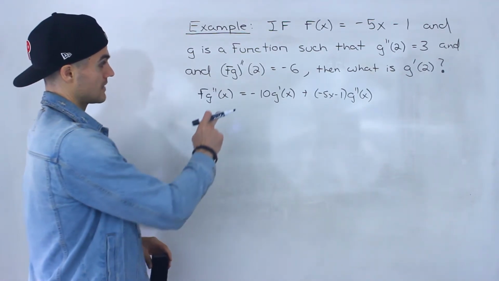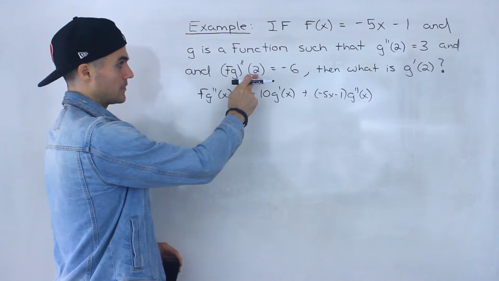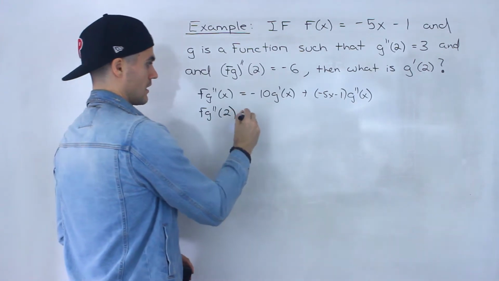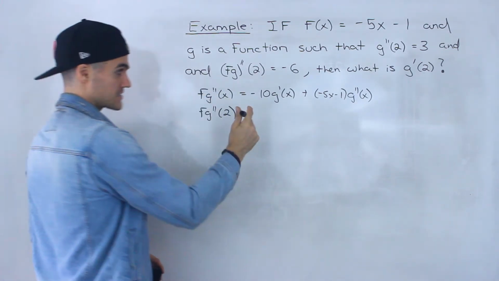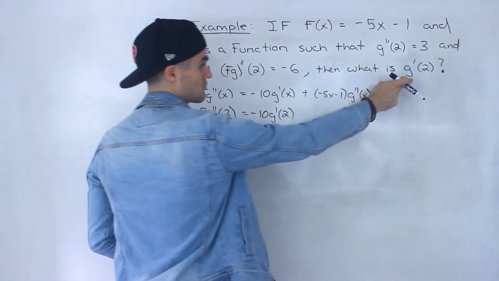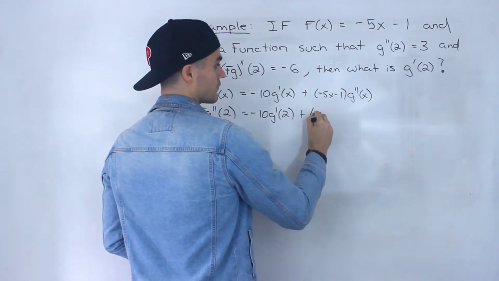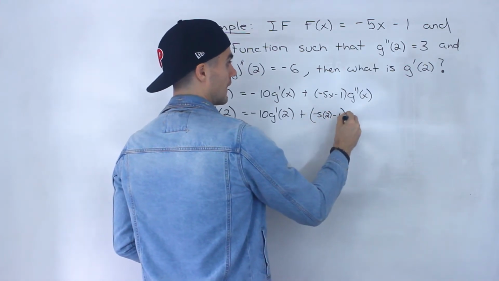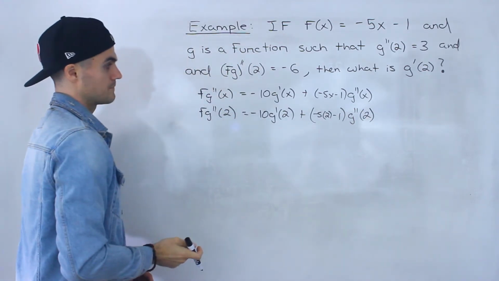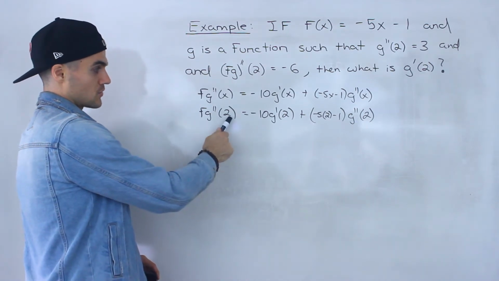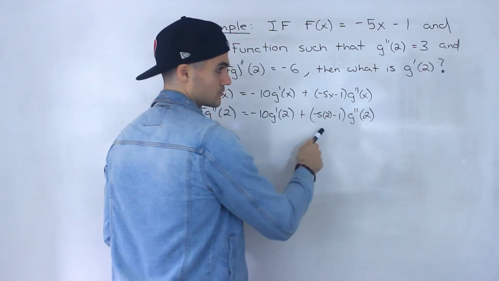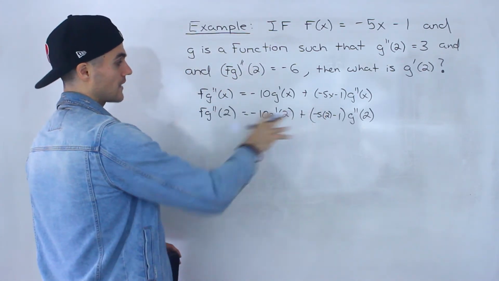So now what I'm going to do is, given this expression here, I'm going to plug in an x value of 2. And I'm going to plug in 2 for all the x values here. So we'll have negative 10 g prime of 2, which is, notice that's what we're looking for. And then we'll have negative 5 times 2 minus 1, and then we'll have g prime prime 2, like that. So the value of the second derivative at an x value 2 of this function, fg, is equal to all of this. We will just plug in 2 for all the x values.